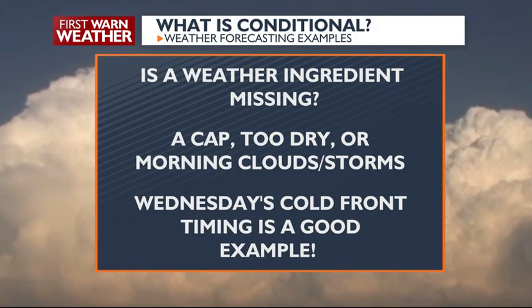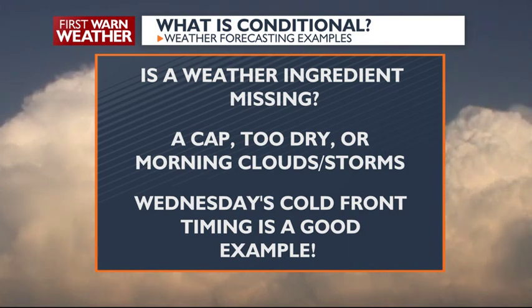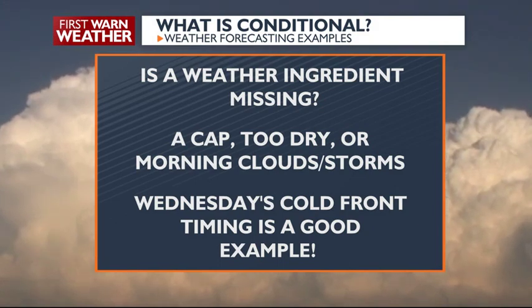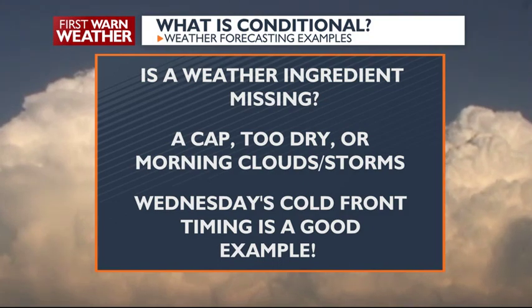And then another good one, I explain this all the time to folks about severe weather. If you have morning clouds and thunderstorms, and if they hang on past noon or the early afternoon, you might not build enough heat in the afternoon for more showers and thunderstorms. That's another example of conditionality.